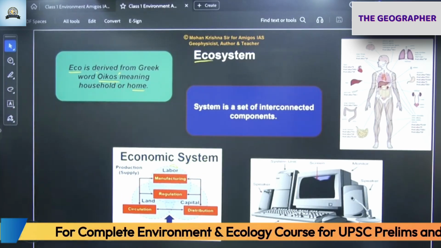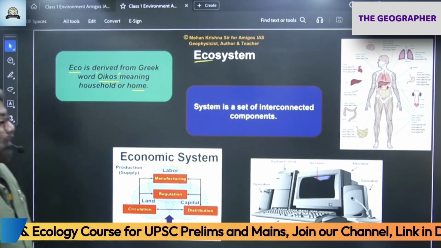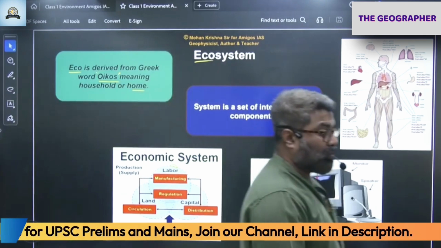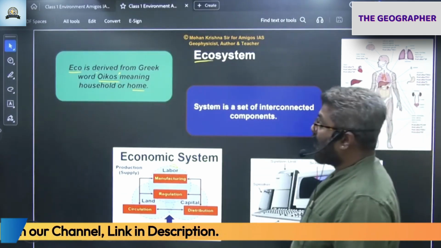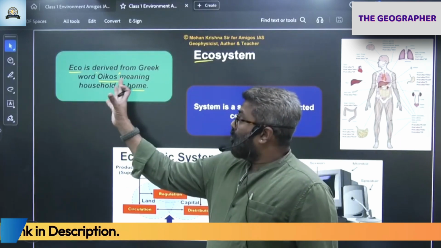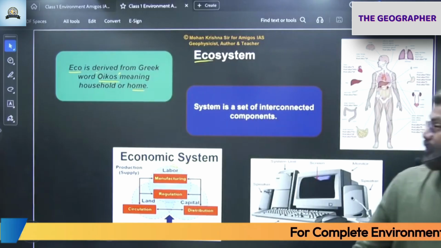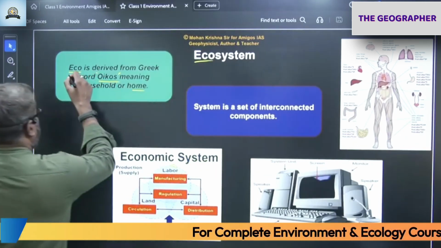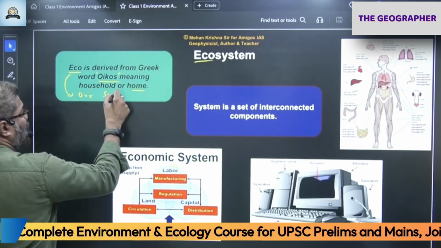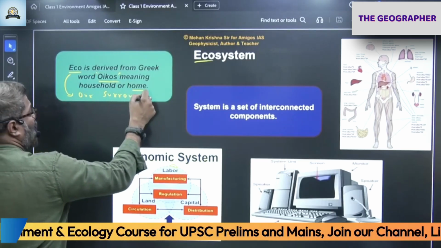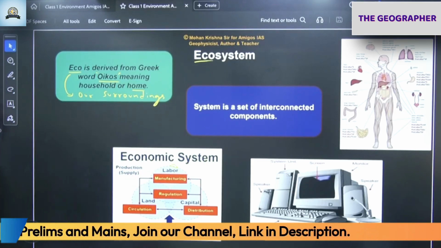Greek word. Oikos, pronounced as eikos. Okay. Meaning home or household. Indirectly means our surroundings. Please write. Indirectly means everything around us. Our surroundings.